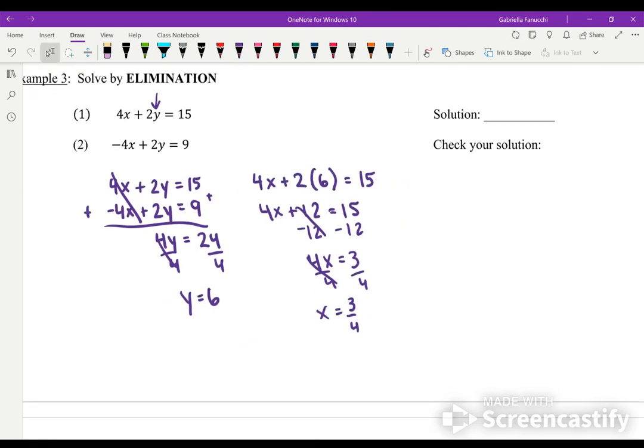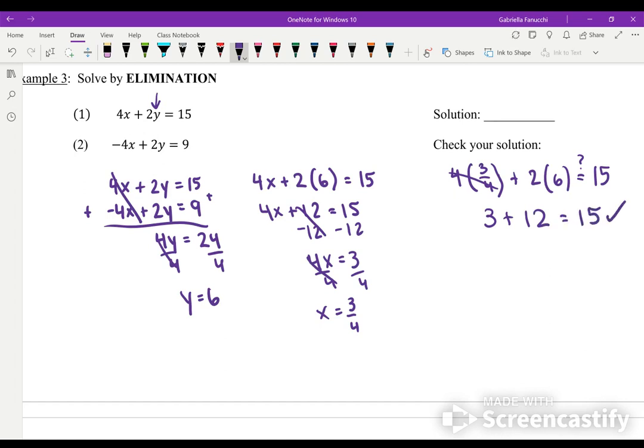Okay? So in the first equation, 4 times 3/4 plus 2 times 6 is equal to 15. We're checking, so put a question mark. Well, 4 times 3/4, that's just 3. Plus 2 times 6 is 12. 15. That is true. 15 is equal to 15.